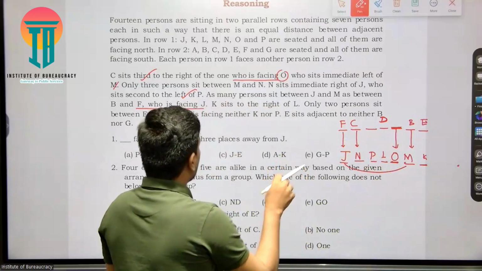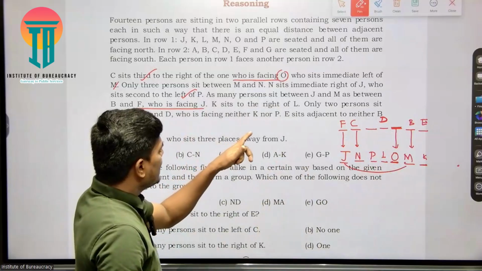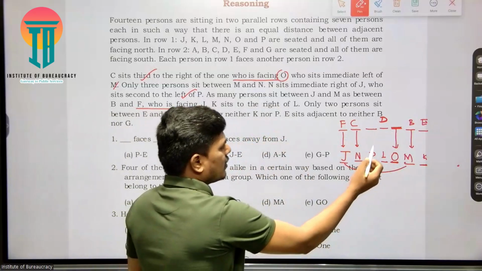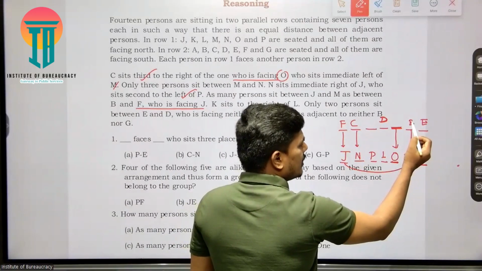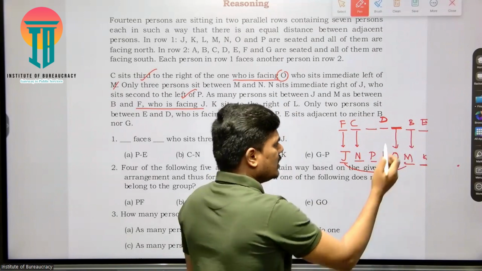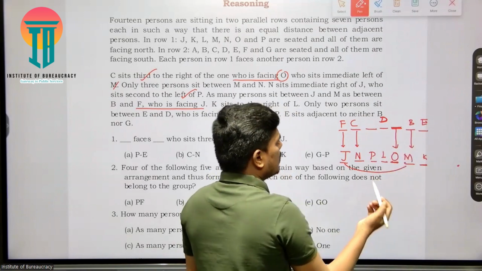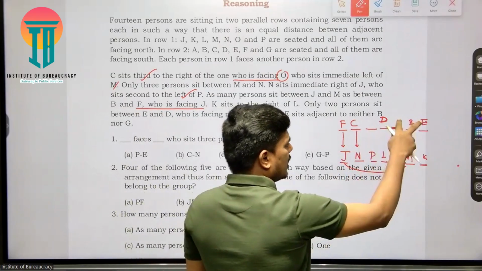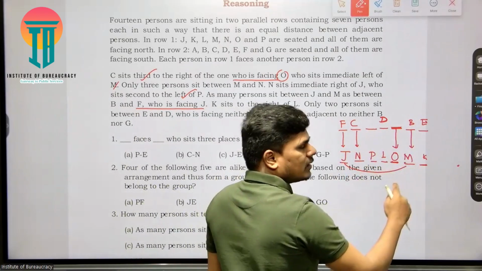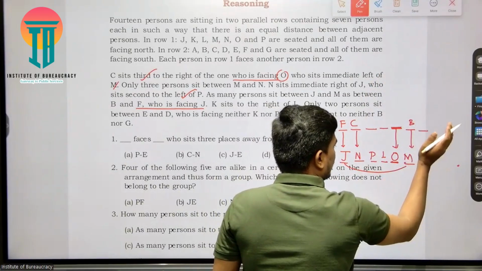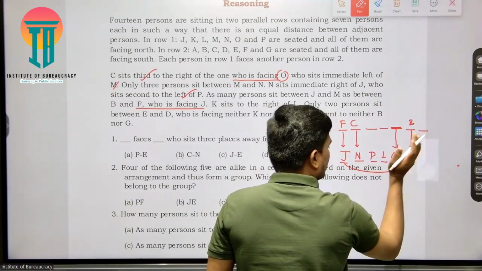If this is the case, then what are they saying? E sits adjacent to neither B nor G. See here, if you arrange it here, E is sitting neighbor to B. So E should not be adjacent to B. E should not be adjacent to G also. So this arrangement we are getting because of this arrangement. Therefore, this is wrong.